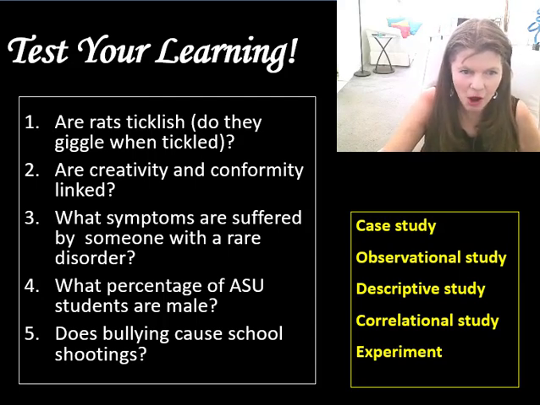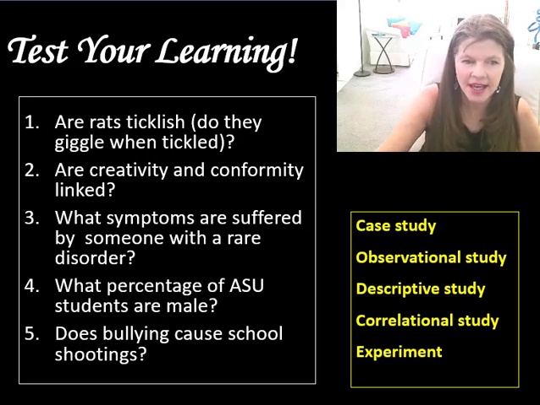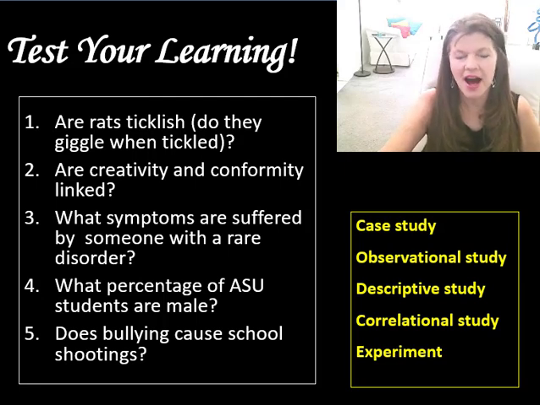So number 1 is O for observational study. Number 2, CO for correlational study. Number 3, CA for case study. Number 4, D for descriptive study. And number 5 is E, experiment.